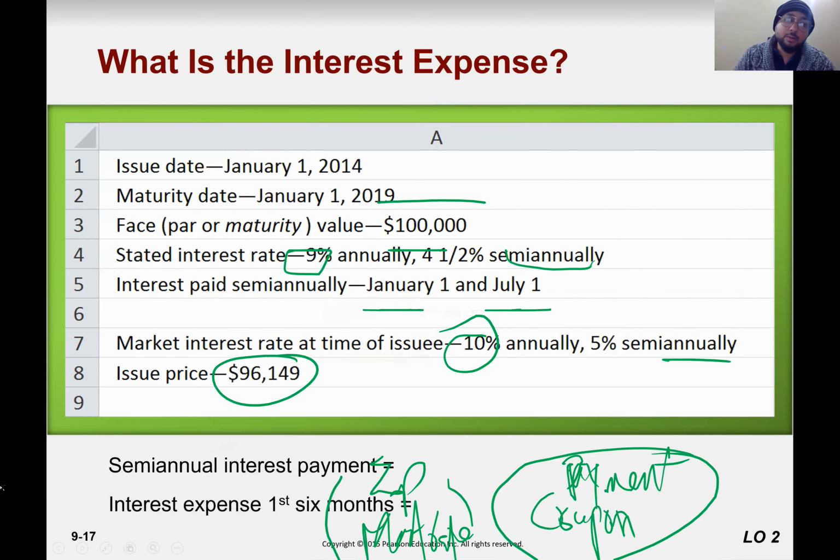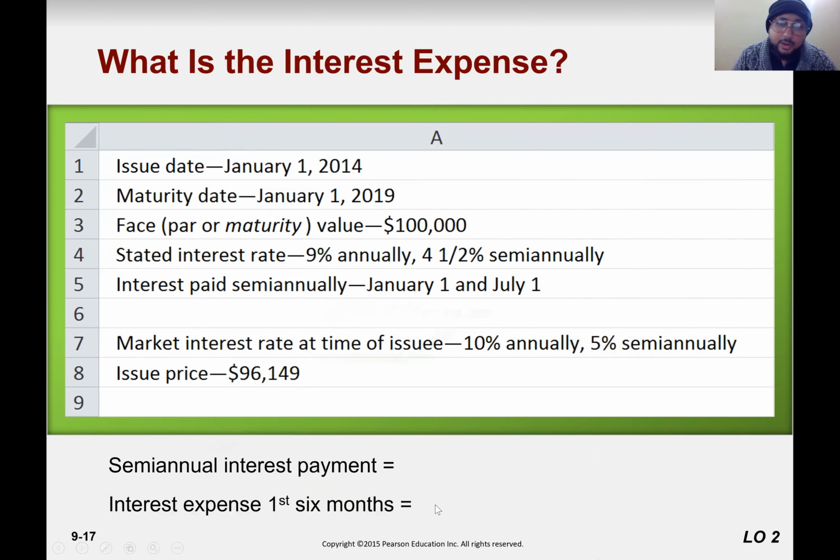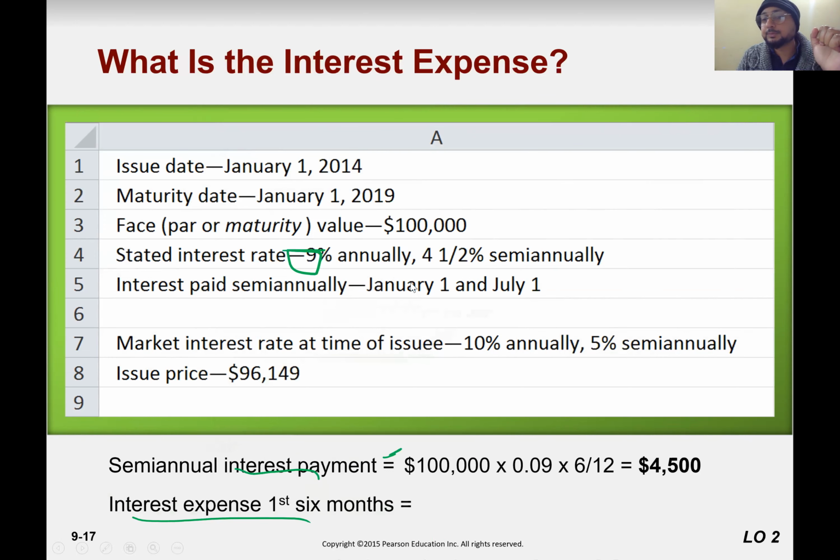So now let's talk about the interest payment. What did I tell you right now? The interest payment is based on coupon, right? So the first 6 months interest payment is going to be based on coupon. So 100,000 multiplied by 9% multiplied by 6 by 12, 4,500. What is the interest expense?